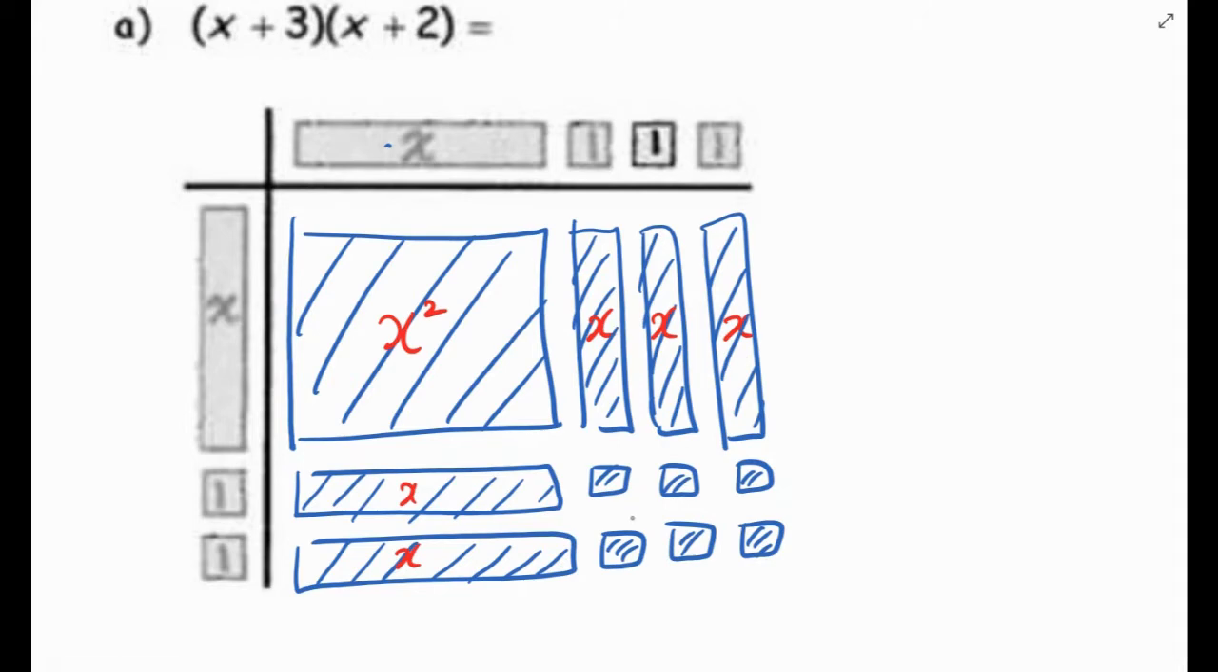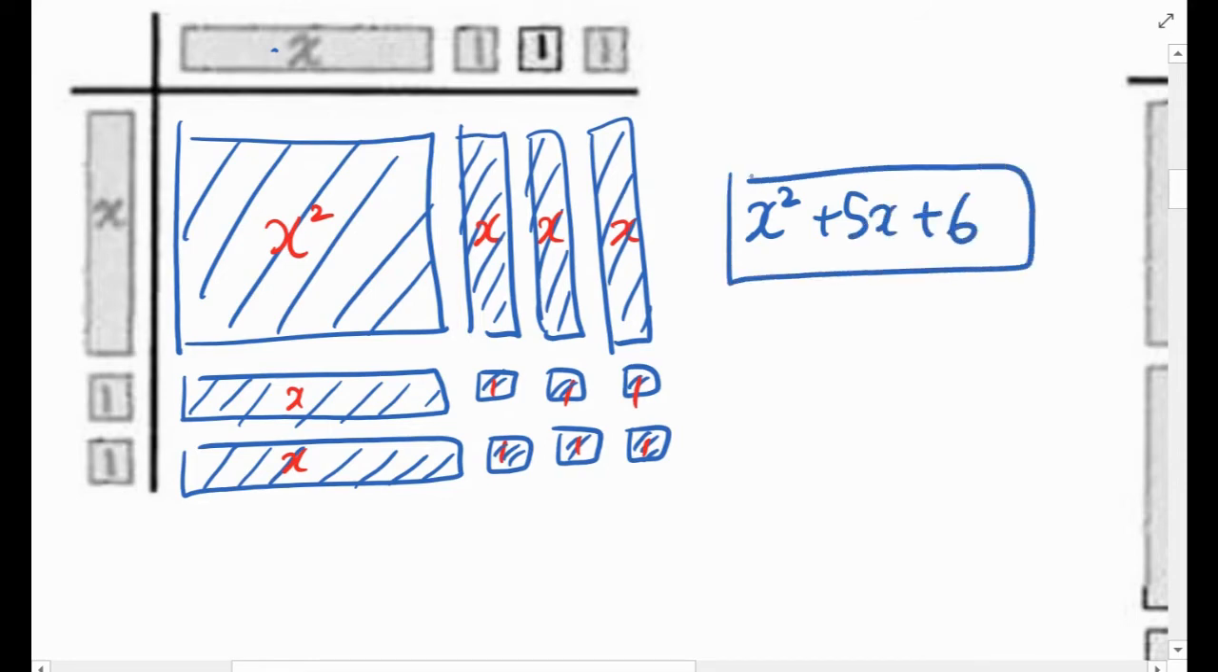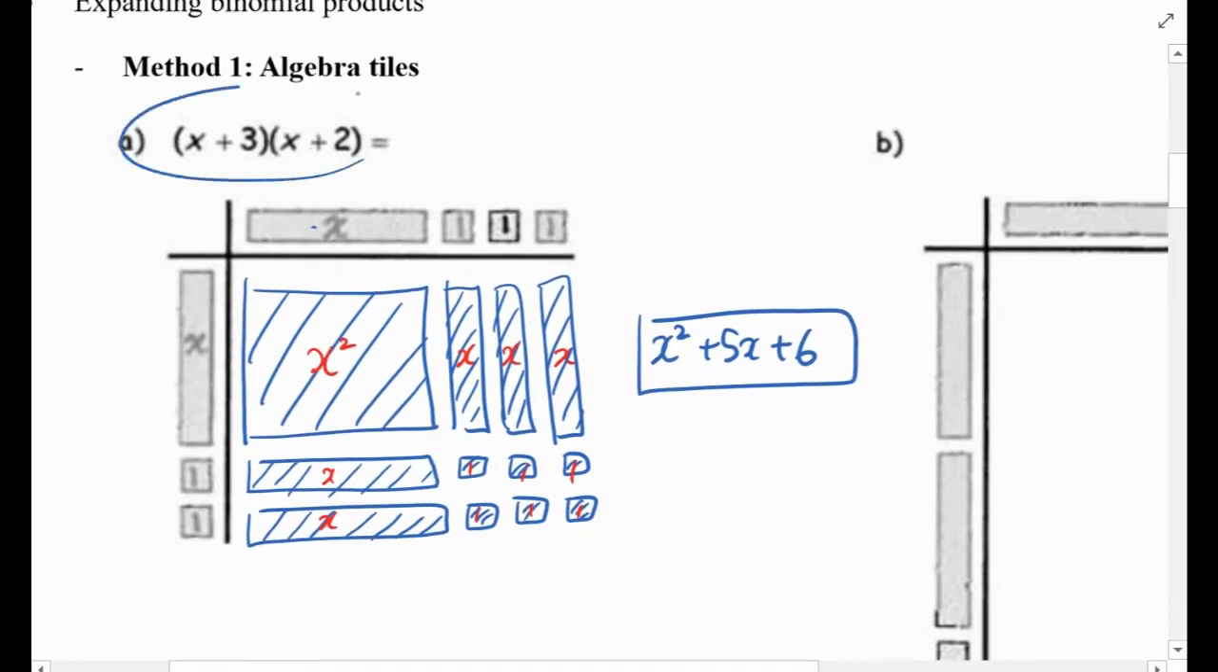All right. And when you add them up, what do you guys get? X squared, we have 1x squared, and we have 5x and 6 integer tiles. So this is how you multiply 2 binomials using algebra tiles. So the answer is x squared plus 5x plus 6.